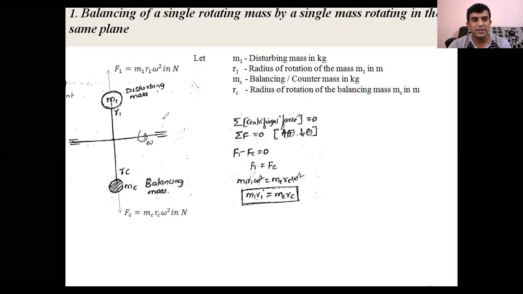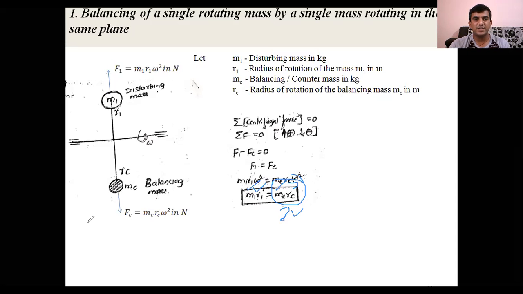Now you can see that in the first case, balancing of a single rotating mass rotating in the same plane, this will be the condition. We know the disturbed mass m1 and the radius of rotation of that mass r1. Now either mc is known, then calculate the rc value, or else rc is known, then calculate the counter mass or balancing mass. This is for the first case.